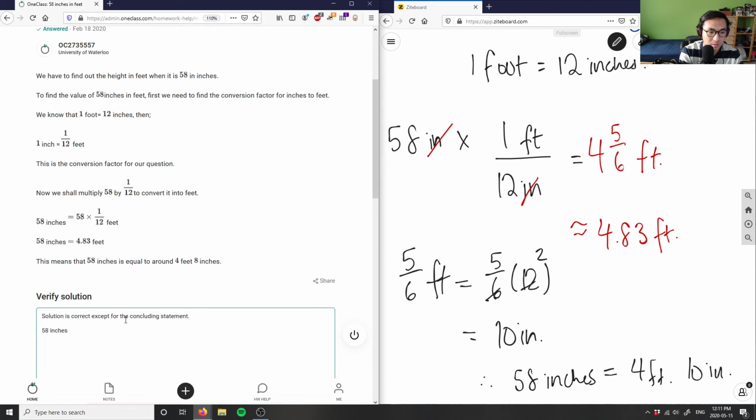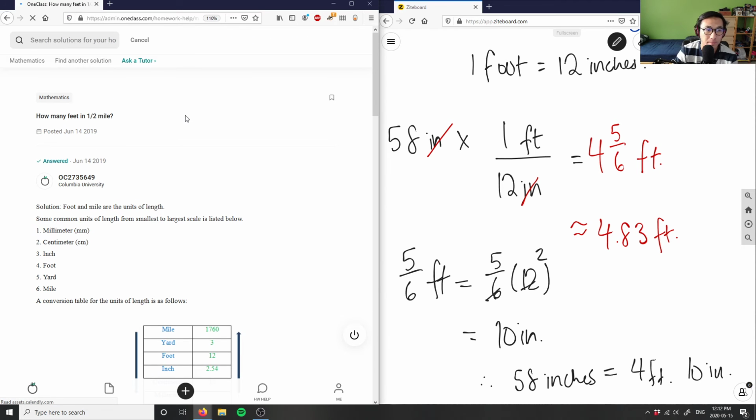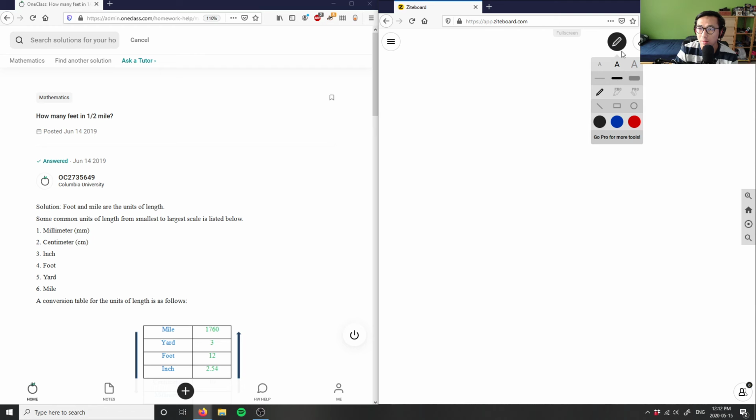58 inches equals 4 feet 10 inches. So I'm going to say here the solution is incorrect just so they can fix this as well. Okay, that's number 3. Number 4 is asking us how many feet in half a mile.